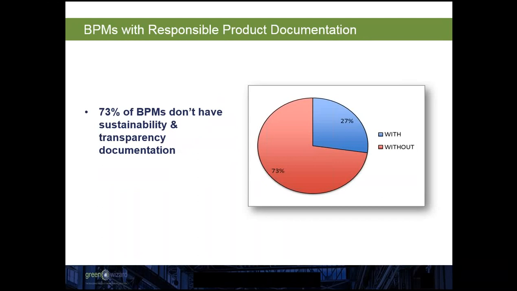What's the opportunity here is currently only 27% of the building product manufacturers have responsible product certifications, labels, and declarations listed on our sites. We have about 1,400 manufacturers listing products with us, to give you an idea.